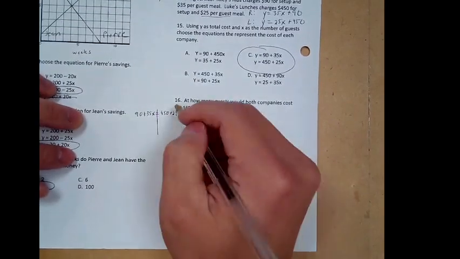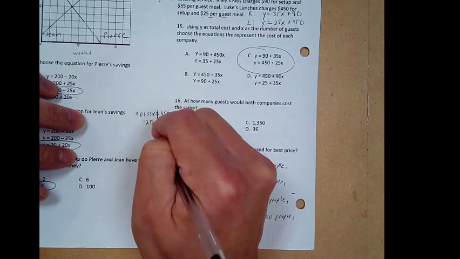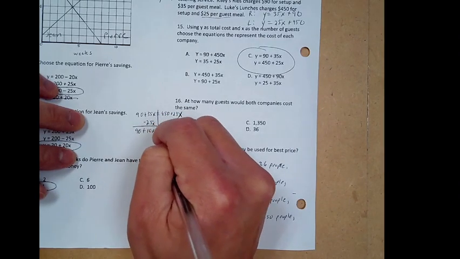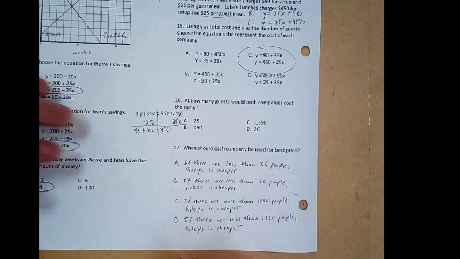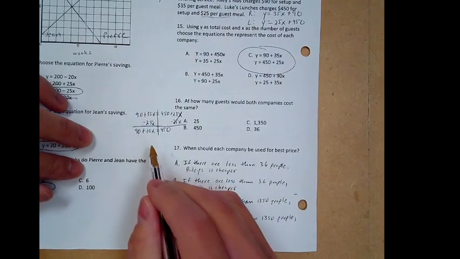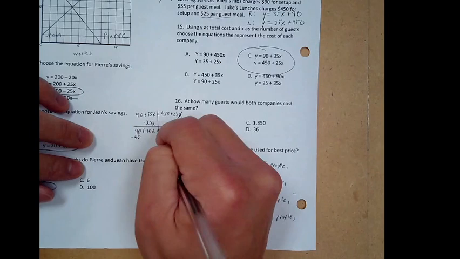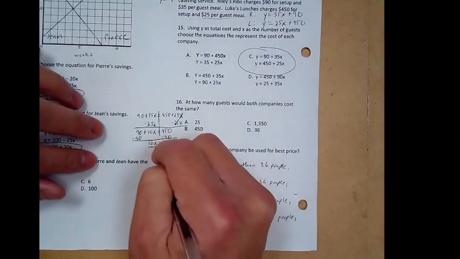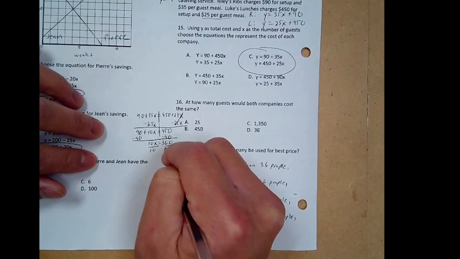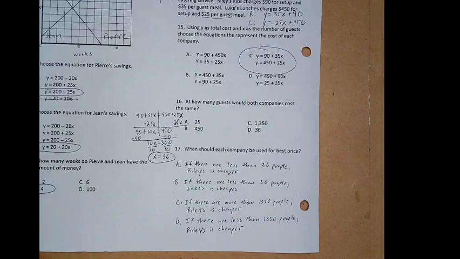Looks like I got x's on both sides. I'm going to subtract 25x. Okay. So on the left side I have 90 plus 35 minus 25, which is 10x, equals 450. Right. So now I'm going to subtract this 90, then divide by 10 to get the x by itself. So I'm going to subtract 90. So I get 10x equals 450 minus 90 is 360. And then the last step is 10 divided by 10. Okay, so at 36 guests, both companies would cost the same thing. Alright, so that's the critical point, is at 36 guests.